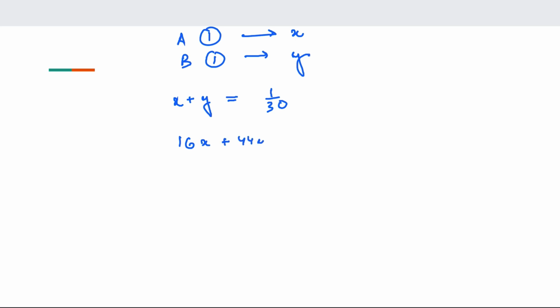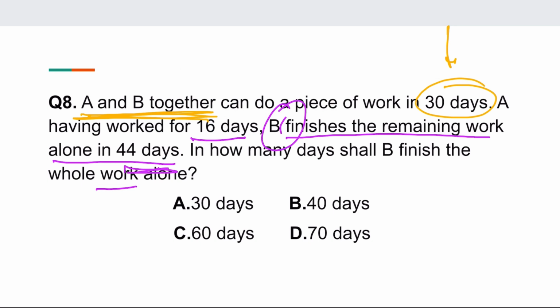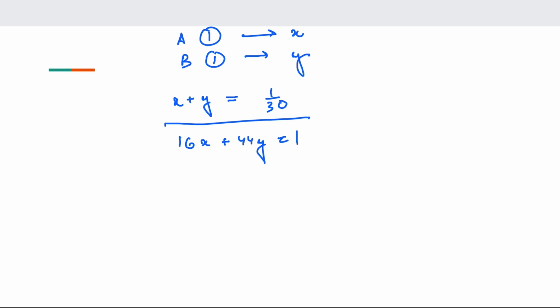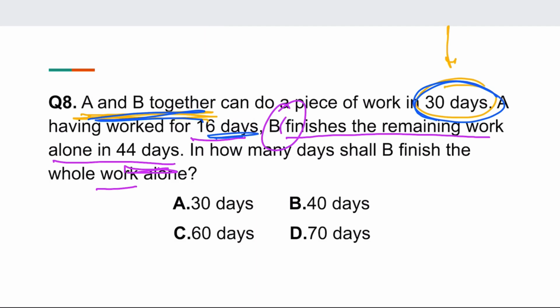let's solve this. The answer is A's one day work is suppose X. So A's one day work is X. Similarly, I would say B's one day work is what? Y. So X plus Y is going to be nothing but 1 by 30, and 16X plus 44Y is going to be nothing but 1. Why? Because here what they are saying is that A and B, if they work together, they are doing it for 30 days. So here I have taken the reciprocal of it, and then 16 days A has worked and B has basically done the whole work in 44 days.